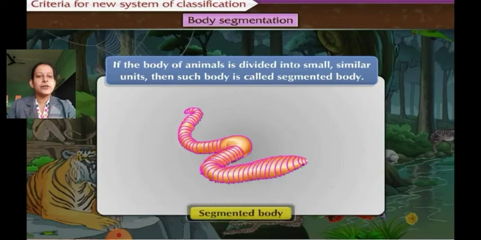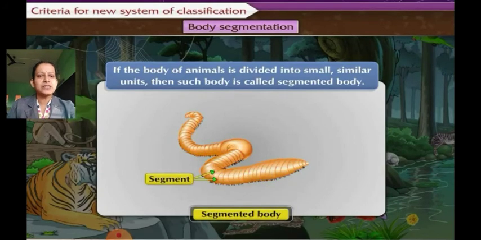Next we have something called body segmentation. If the body of the animal is divided into small and similar units, then such a body is called a segmented body. You might have seen an earthworm. On the earthworm there are small segments, lines, correct? These small similar units at the same distance are called segments, and a body with many segments is called a segmented body. For example, earthworms or annelids show the presence of segmentation.